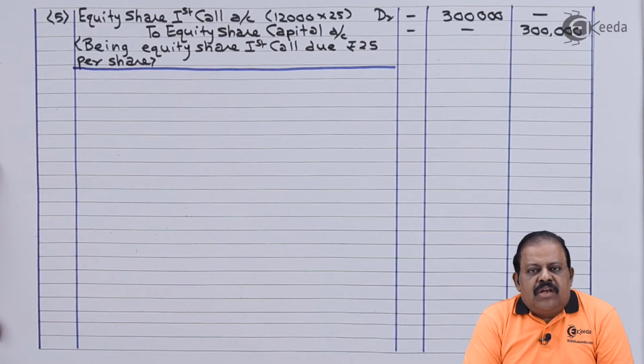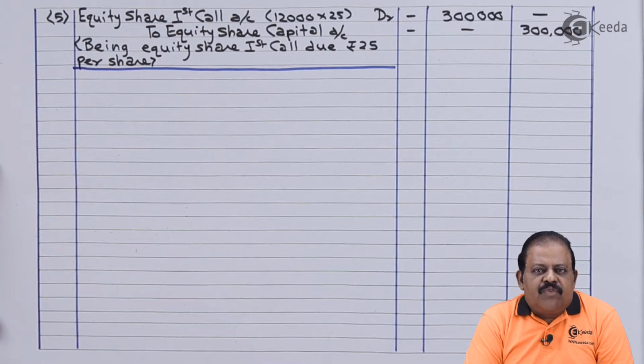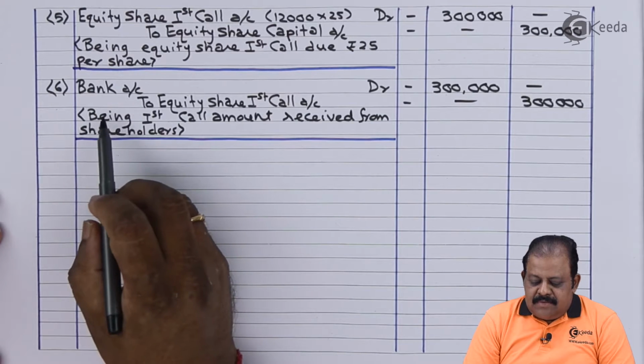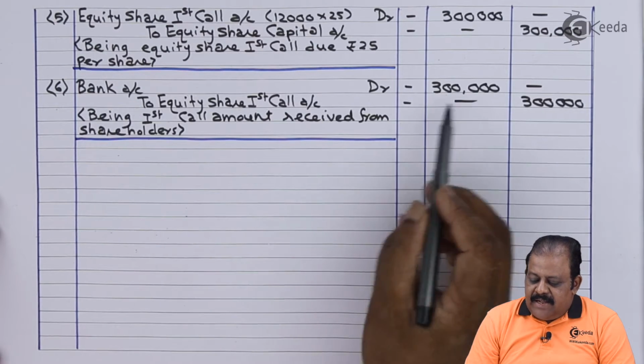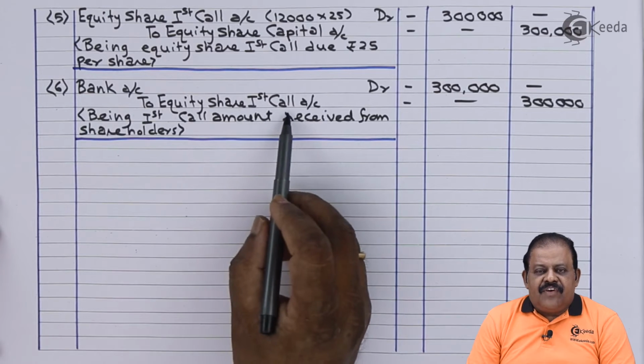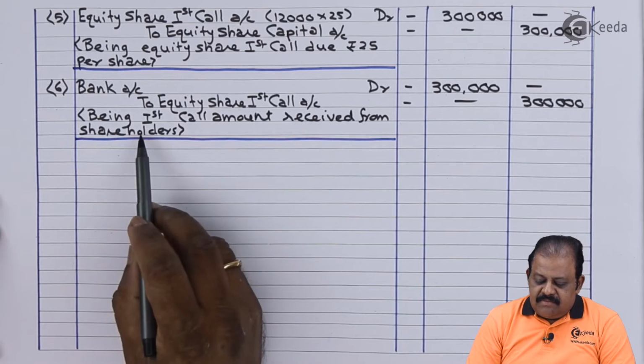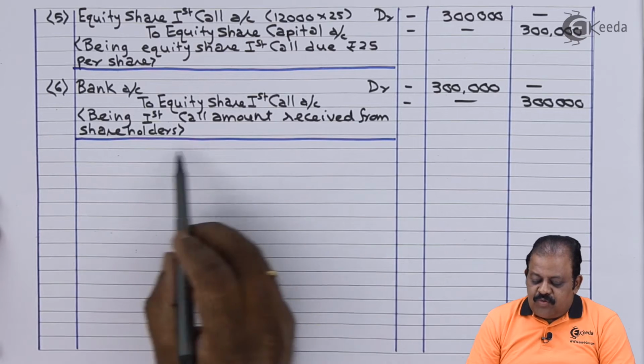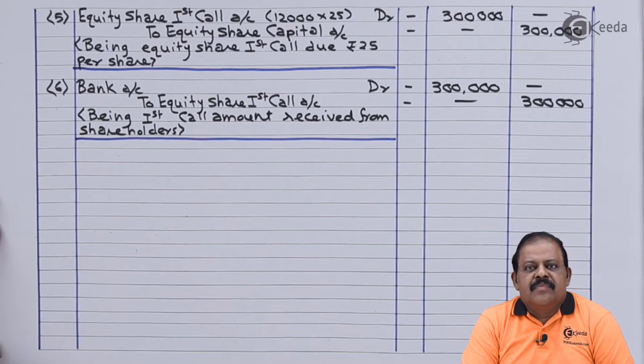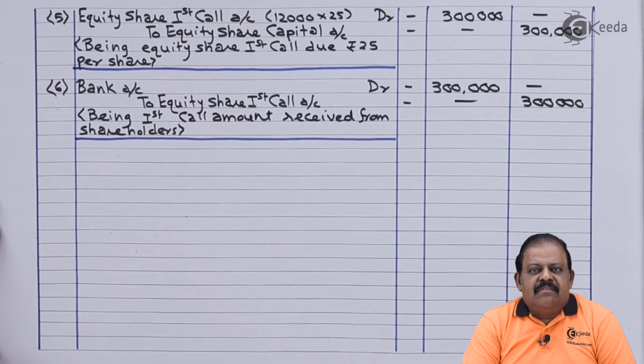The company makes first call and shareholders make payment of first call. The company has received first call amount from all shareholders. So our next entry will be for receiving amount of first call from shareholders. Bank account debit 3 lakhs to equity share first call account 3 lakhs, being first call amount received from shareholders. Here we have completed the first call stage.